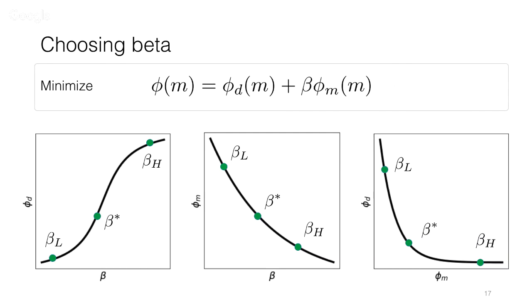Okay. These are reversed. Sorry. Okay, so beta high is going to put us up here, beta low is going to put us down here, and we want that someplace in between.